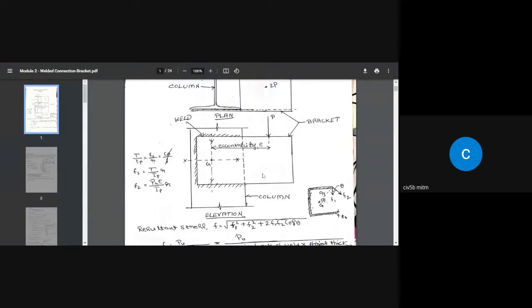So what is type 1 connection? Just imagine a plane passing through the weld. Then this weld falls on the entire plane, and also the line of action of the force is falling on the same plane. This is type 1 connection.